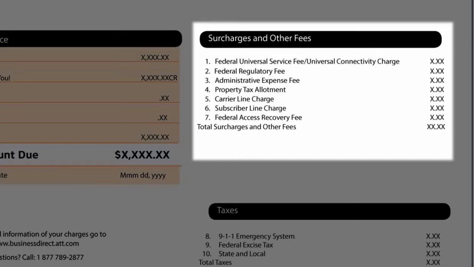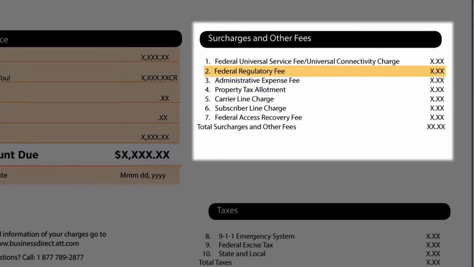The Federal Communications Commission, FCC, governs the Federal Universal Service Fund. Providers are allowed to recover this cost by charging the Federal Universal Service Fee. Note that some AT&T affiliates refer to this as the Universal Connectivity Charge. This fee recovers a portion of the administrative costs associated with contributing to the Federal Universal Service Fund.